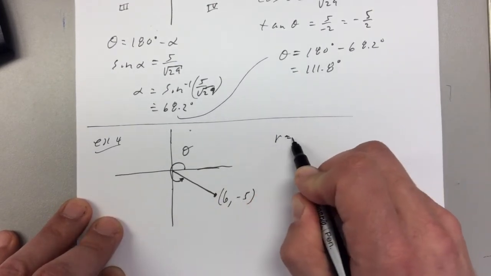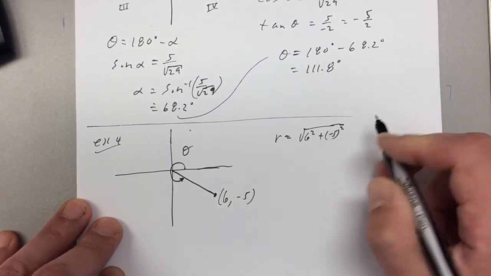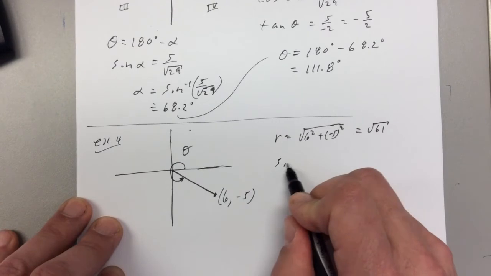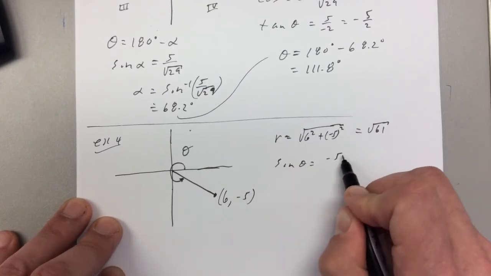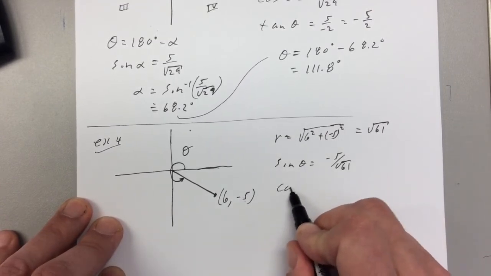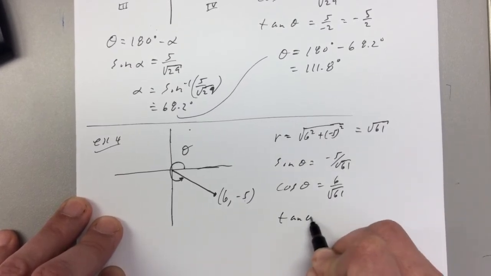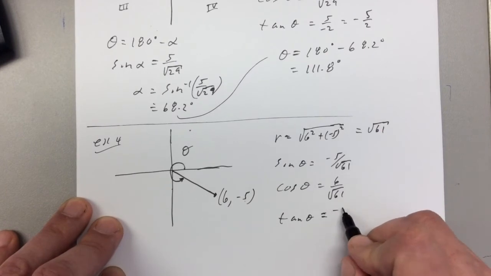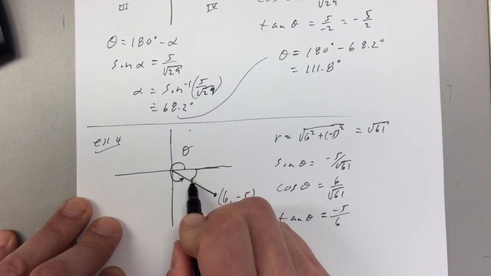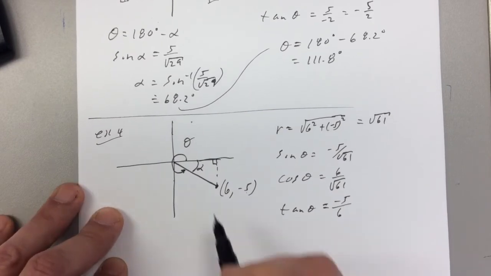And r is going to equal the square root of 6 squared plus negative 5 squared. And that ends up being the root of 61. Sine theta equals negative 5 over root 61. That's the y over r. Cos theta is 6 over root 61. Tan theta equals negative 5 over 6. Okay, put alpha in here. Drop the perpendicular. Okay, so alpha is with the closest x-axis.